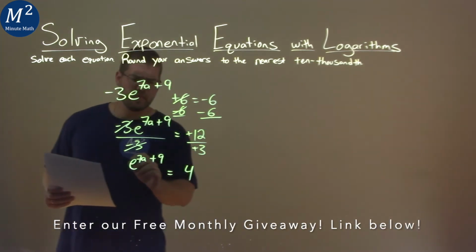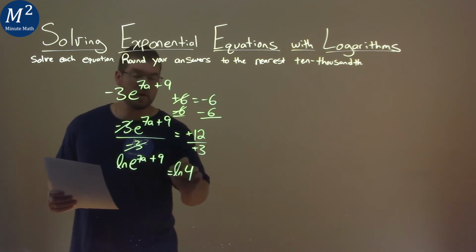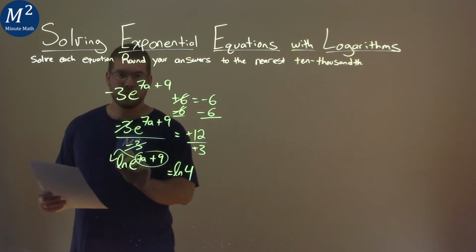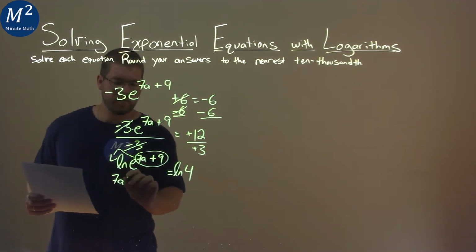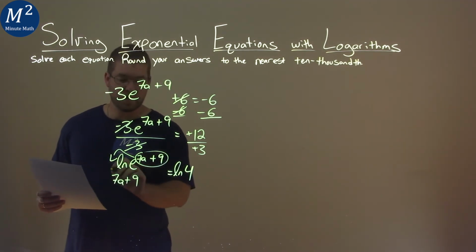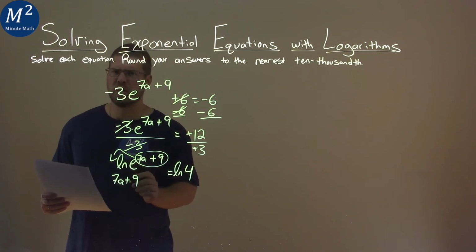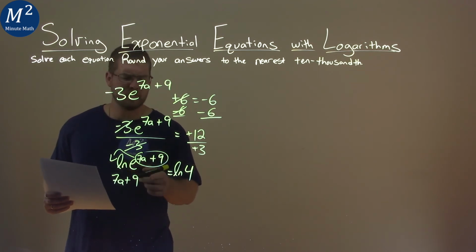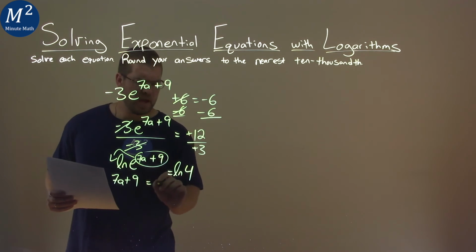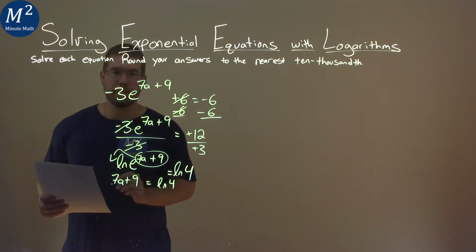From here, I can take the natural log of both sides. That allows me to take this exponent and bring it out front. So 7a plus 9 is going to be multiplied by natural log of e. Natural log of e is just 1, don't need to write that. And that's equal to natural log of 4.